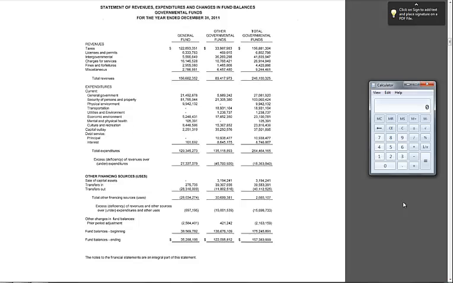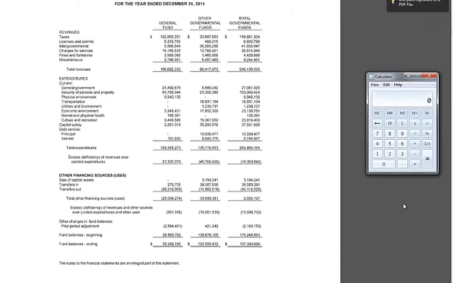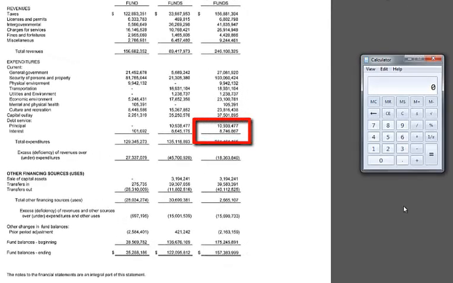So we are back to the statement of revenues, expenditures, and changes in fund balance for the governmental funds. And if you look toward the bottom of expenditures, you see debt service broken out in terms of principal and interest. In this particular year, the amount of debt service paid for principal was $10.9 million, in interest about $8.7 million. So for this ratio, the numerator requires that you sum those two.